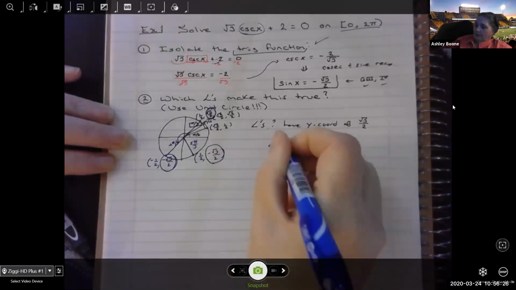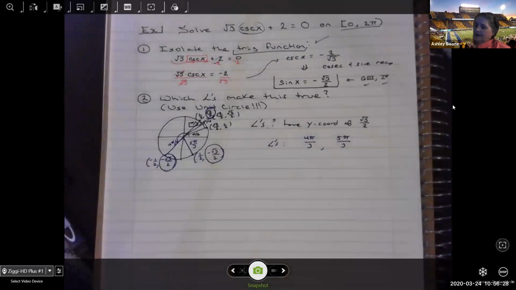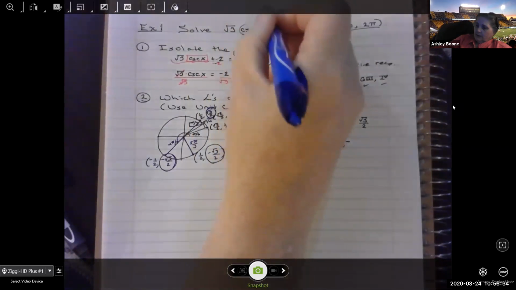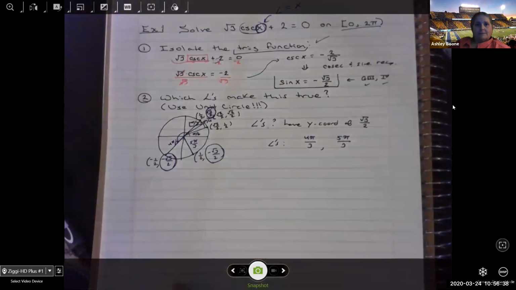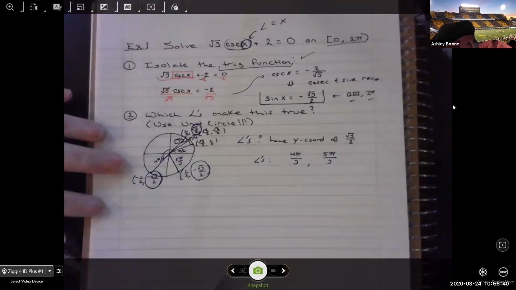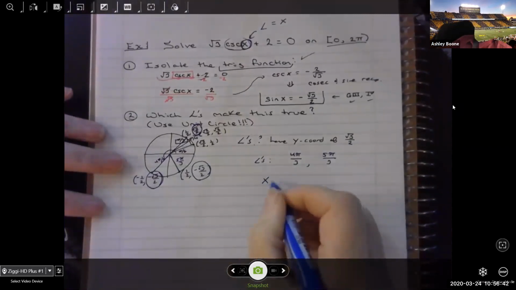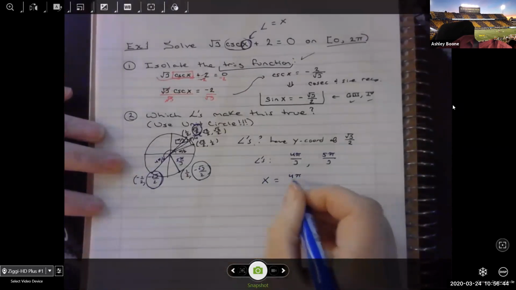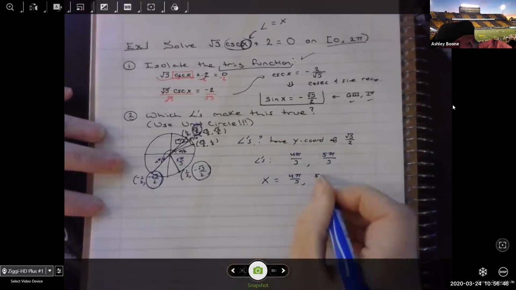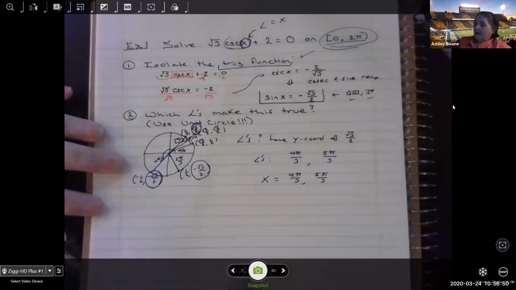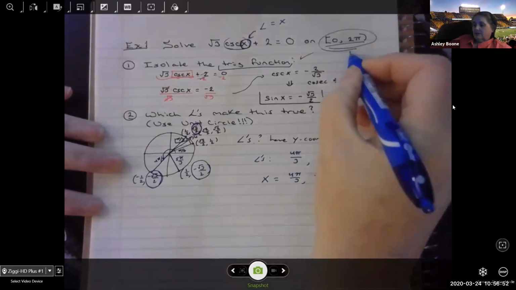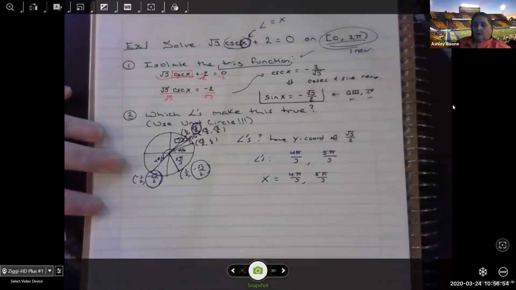For this problem, what represented our angle? Our angle is what was inside the function. Our angle is represented by x, okay? So that means x is equal to 4 pi over 3 and 5 pi over 3 on the interval from 0 to 2 pi, 1 revolution of the unit circle.